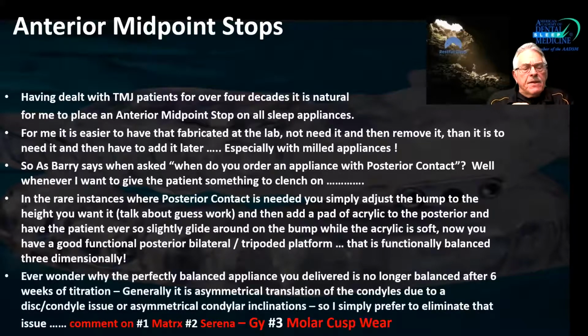So have you ever had this happen where you have this perfectly balanced appliance, you think, at delivery, and it's no longer balanced after 6 weeks of titration? So you're in there kind of grinding on the side of it, or they have muscle problems on one side or whatever. Generally, if that happens, it's the asymmetrical translation of the condyles, or it can be due to a disc condyle issue, or asymmetrical condylar inclinations. So I simply prefer to avoid those situations because I don't have to add posterior acrylic support very often, like almost never.